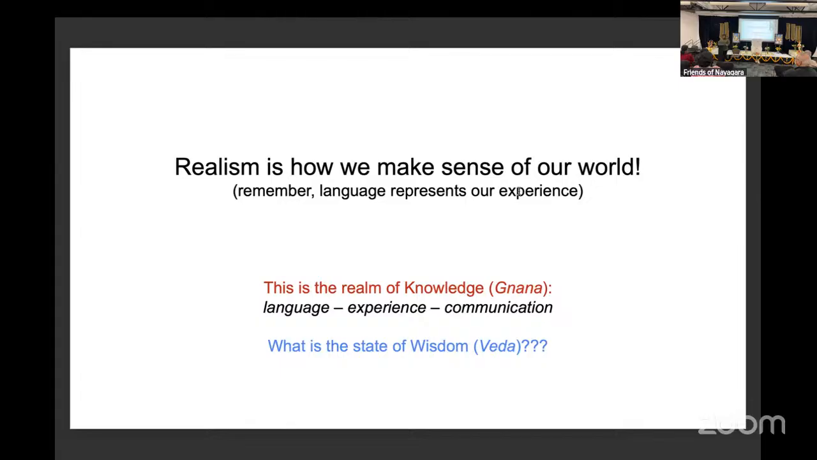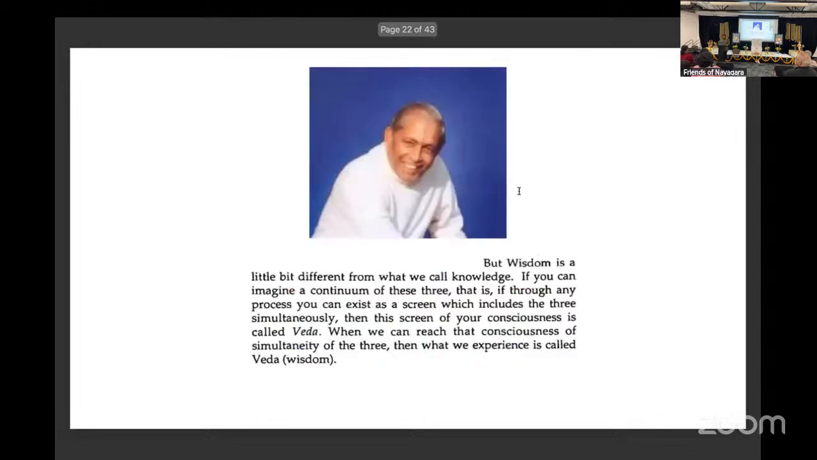So I will not dare to say it in my own words, so I just put the screenshot of the actual text. The actual text says, but wisdom is a little bit different from what we call knowledge. Okay, so we've already discussed what knowledge is. Statements of subjects, objects, predicates, statements of experience. If you can imagine a continuum of these three being subject, object, predicate, that is, if through any process you can exist as a screen which includes the 3 simultaneously, then this screen of our consciousness we call Veda. When we can reach that consciousness of simultaneity of the 3, then what we experience is called Veda.